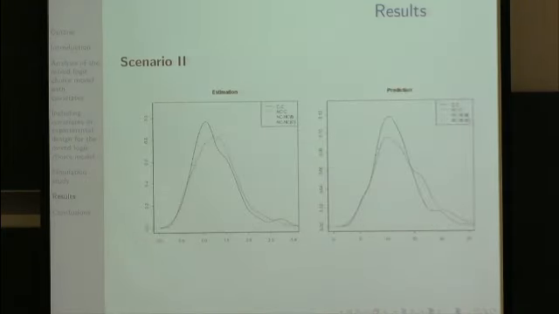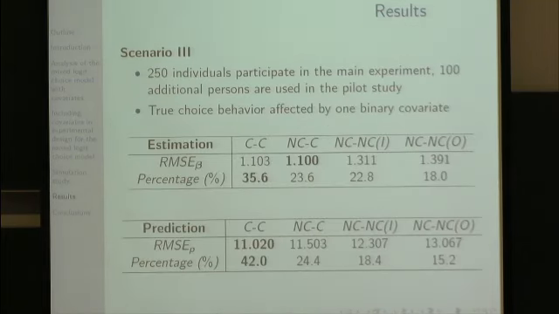Again, a graphical representation of the results. So we considered the 3rd and a 4th scenario in which we consider a smaller pilot study and moreover different respondents in the pilot study than in the main study. Now for the 3rd scenario, again the true choice behavior is affected by the binary covariate, and here we see that it's beneficial to use the covariate information. Now it's the NCC approach, so the approach that only uses the covariates in the estimation and not in the design, that has the smallest mean estimation error, but as you see, the difference between those 2 is negligible.